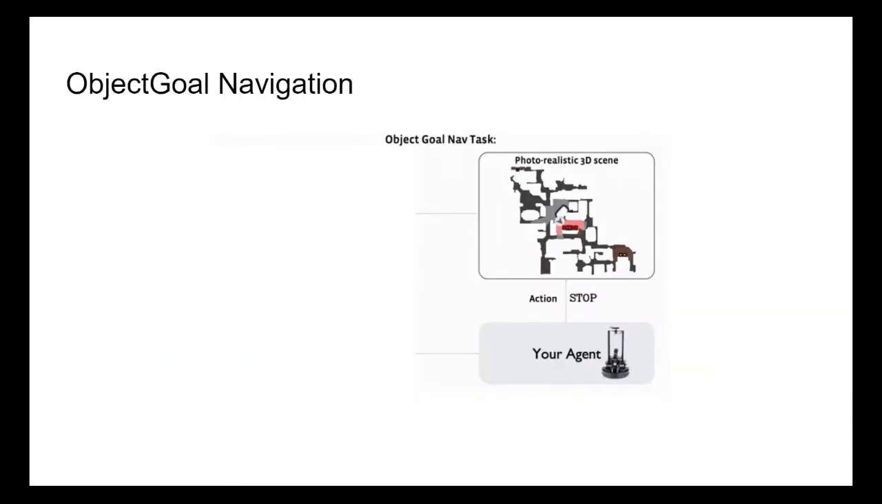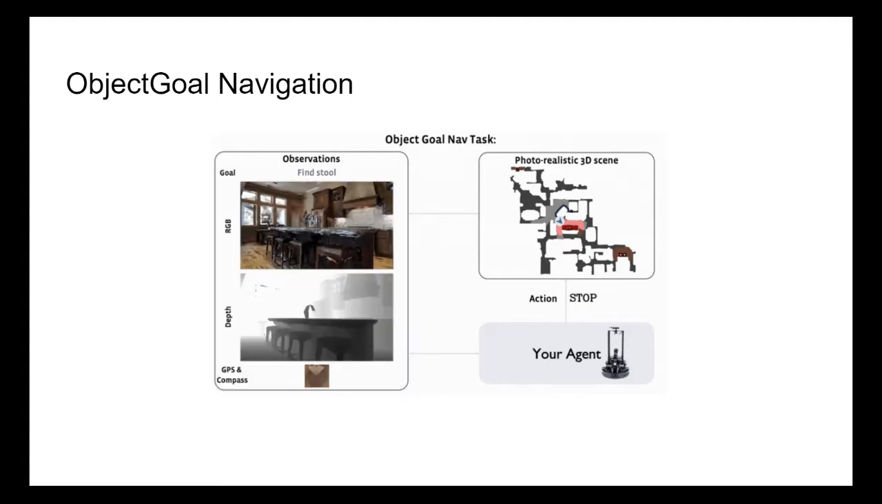Object navigation tasks an agent with searching for and stopping at an instance of a goal category, such as a stool, in an unseen environment. This agent is provided RGBD and GPS and compass sensors for localization.